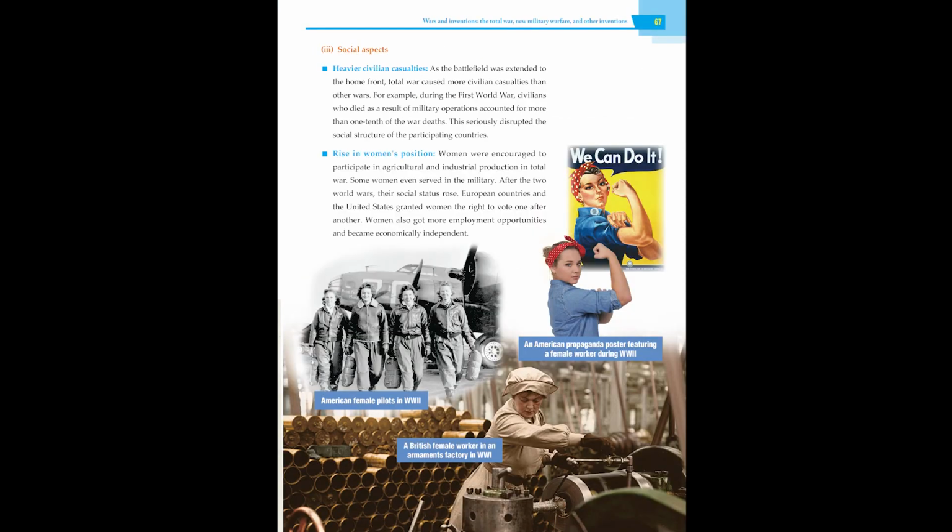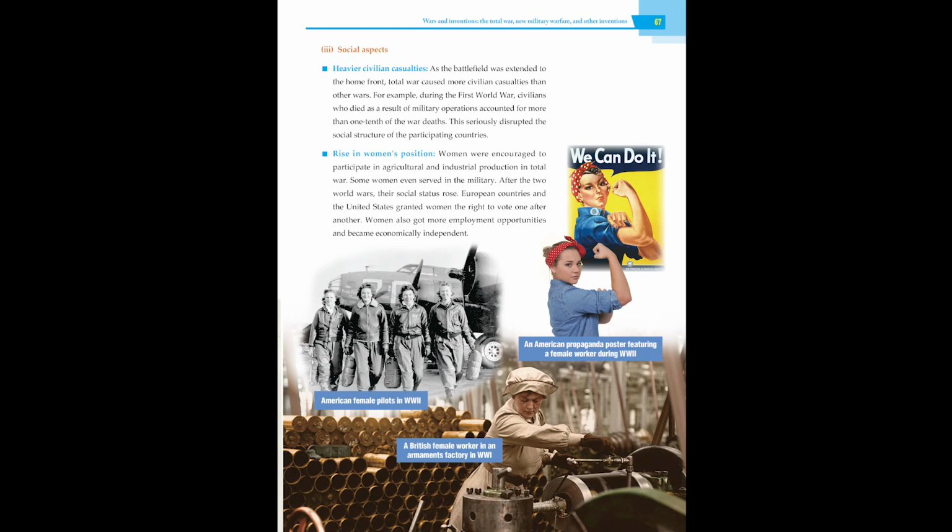3. Social aspects. Heavier civilian casualties. As the battlefield was extended to the home front, total war caused more civilian casualties than other wars. For example, during the First World War, civilians who died as a result of military operations accounted for more than 1/10 of the war deaths. This seriously disrupted the social structure of the participating countries.